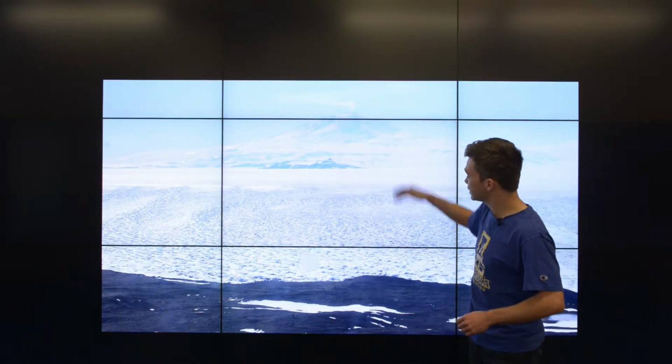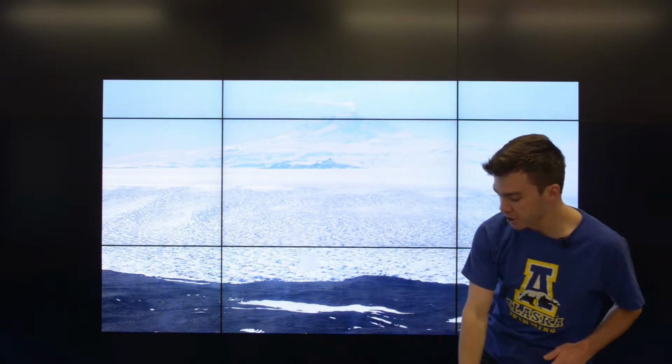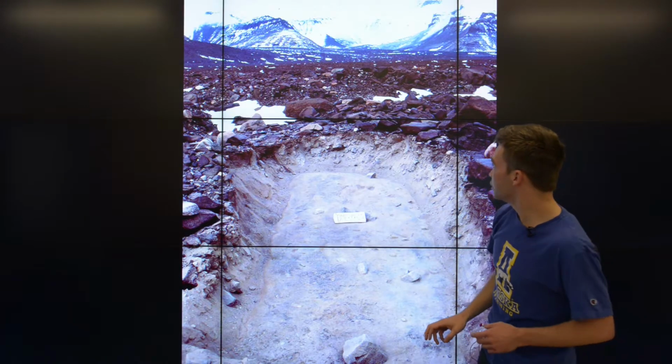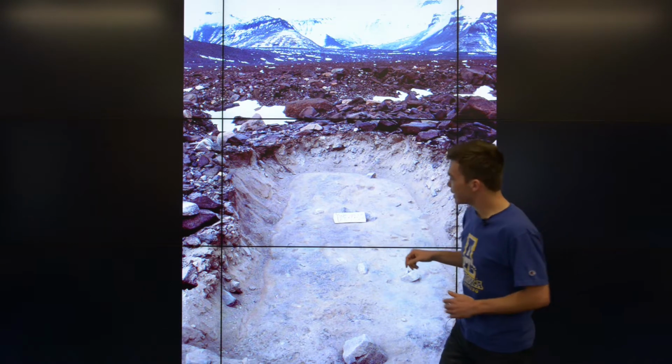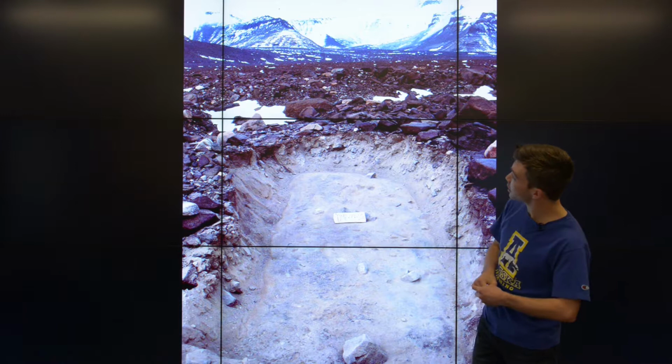Here's a volcano. This is a volcano in Antarctica. You can see a little plume of steam coming off the top because it's pretty warm. So a volcano explodes and it deposits an ash somewhere, right? Well, this is one of the places where it deposited the ash.